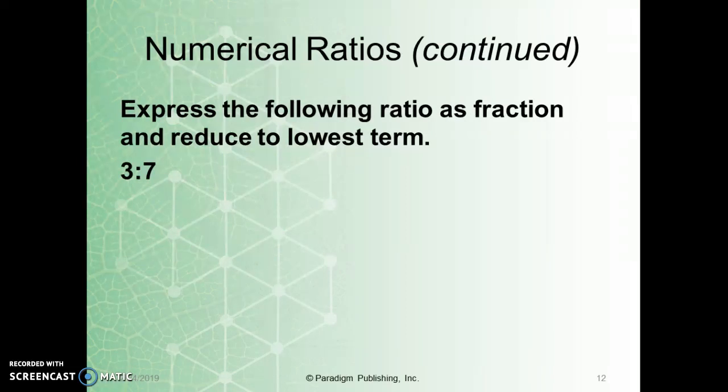So, a quiz question. Express the ratio as a fraction and reduce to the lowest term. So we have 3 to 7, and that's our ratio. How would we write this as a fraction? Again, we would leave the 3 as the numerator, and then the colon would signify the dash line, and then the 7 would be in the denominator. So the answer would be 3 over 7, or 3/7.